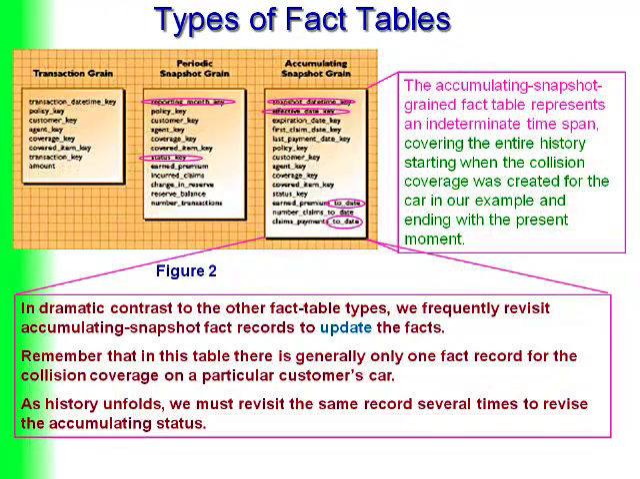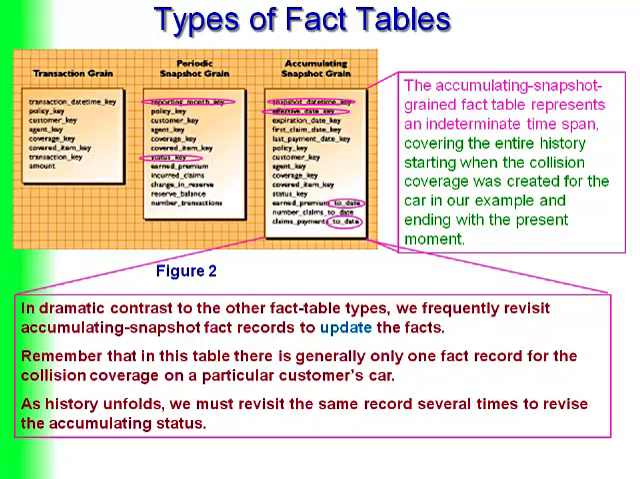In the case of accumulating snapshot grain, it represents an indeterminate time span covering the entire history, starting when the collision coverage was created for the car and ending with the present moment. We frequently revisit the accumulating snapshot fact record to update the facts. Generally, there is only one fact record for the collision coverage on a particular customer's car.